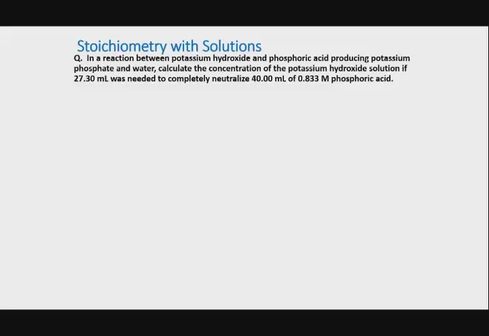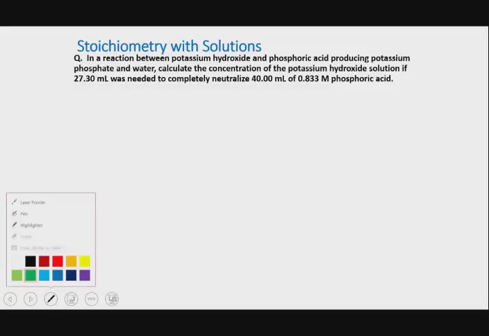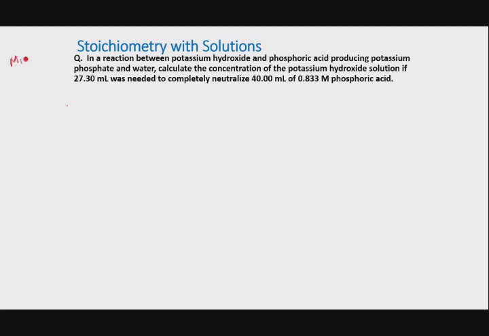Okay, once again I would like to point your attention to, and this is extremely important for us to remember and understand, that this is not a dilution problem. Since it's not a dilution problem, M1V1 equals M2V2 does not work here. This is a chemical reaction where potassium hydroxide solution is reacting with phosphoric acid solution to create new substances, sodium phosphate and water. This is not a physical process but a chemical process.